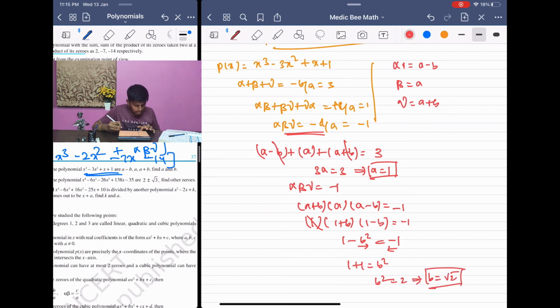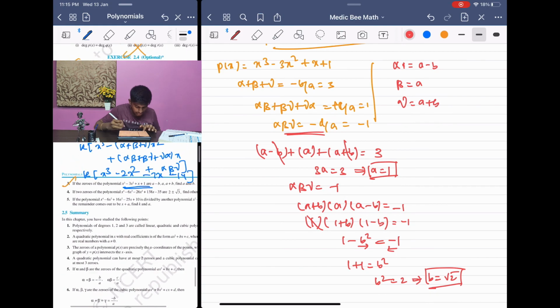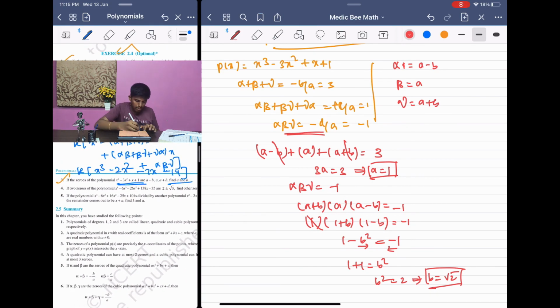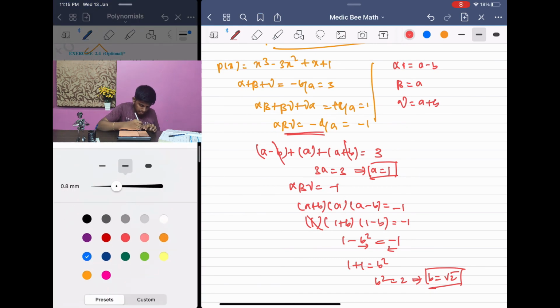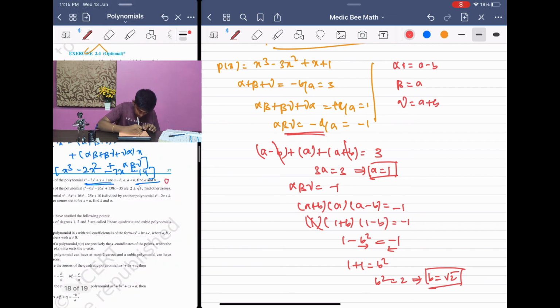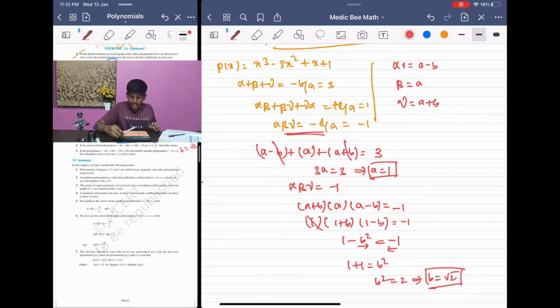Have we found a and b? Is this what they are asking? Find a and b. So a will be equal to 1, b equal to root 2. So with this, the lesson is completed.